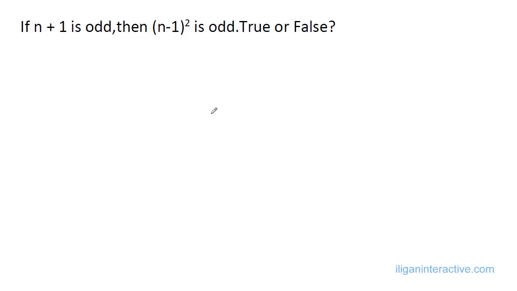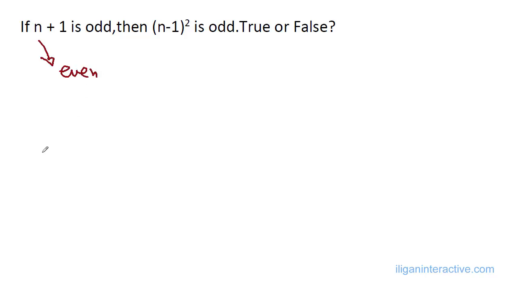We are given this problem that says if n plus 1 is odd, then n minus 1 squared is odd. Is this true or false? Well, as we can see, when we say n plus 1 is odd, what can we deduce out of that? That simply tells us that n is even, so that n plus 1 will be odd. Clearly here, n is even.